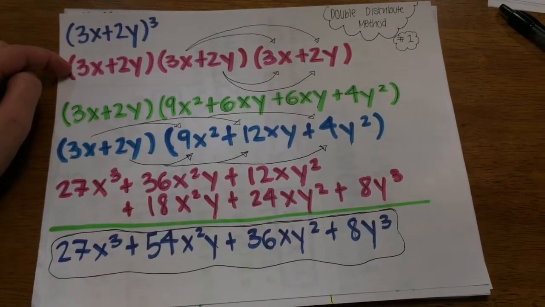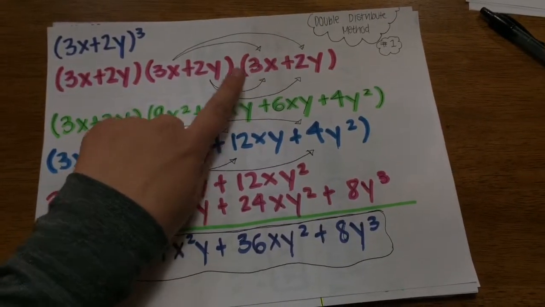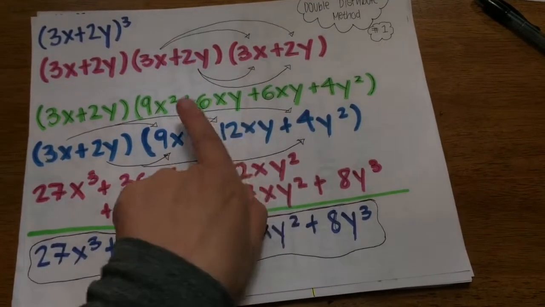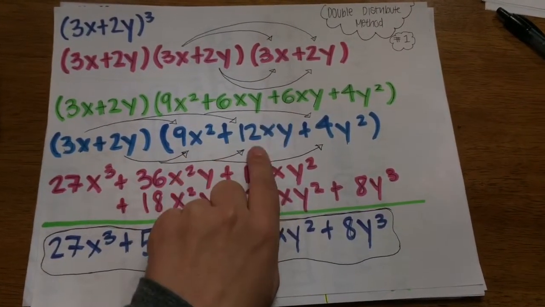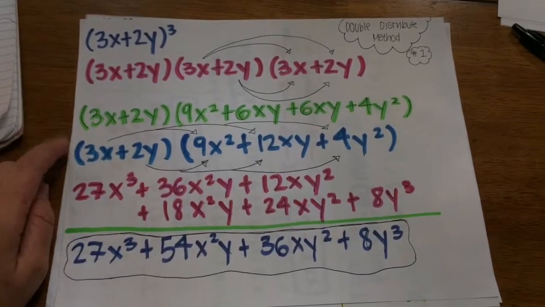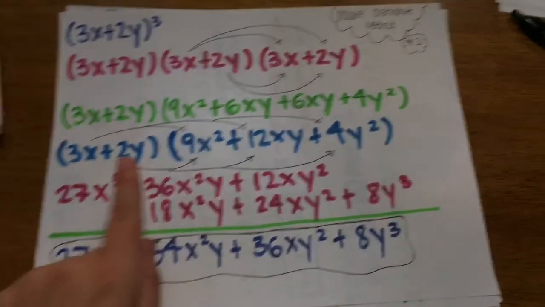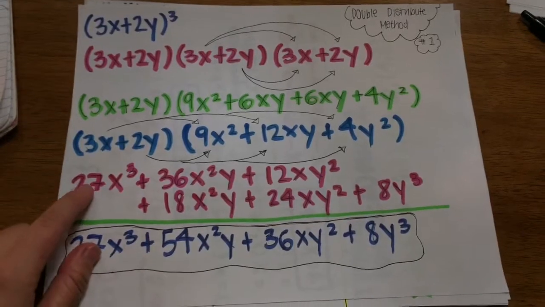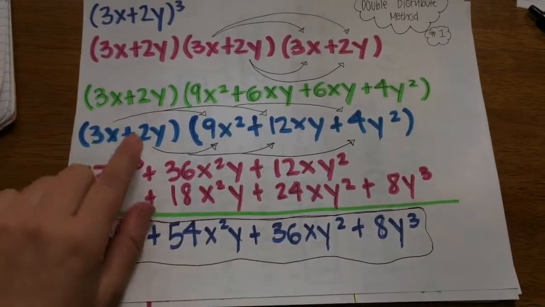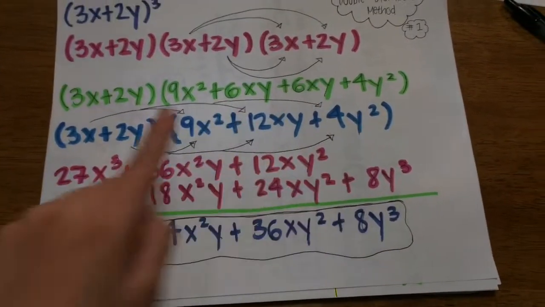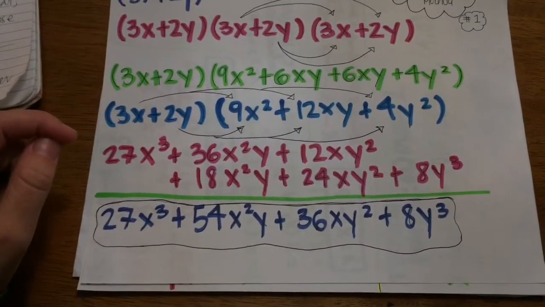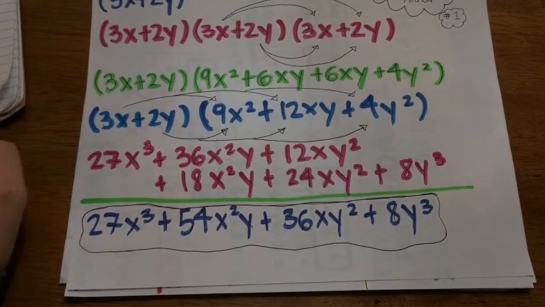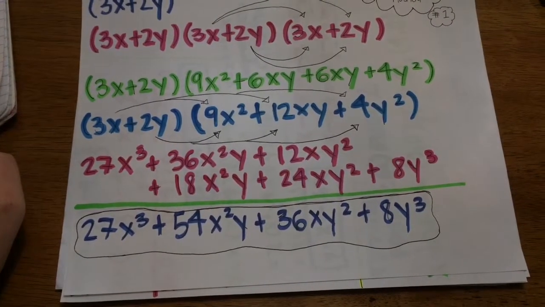And then you're going to distribute the second one into the third, and you'll end up with this whole thing written in green. And you have 6xy plus 6xy, so you'll get 12xy. And you're going to distribute this last one into this, and you'll get 27x cubed and so on. And then you're going to distribute your 2y into these factors, and you'll get this whole thing written in pink. And you're going to combine your like terms to get 27x cubed plus 54x squared y plus 36xy squared plus 8y cubed.